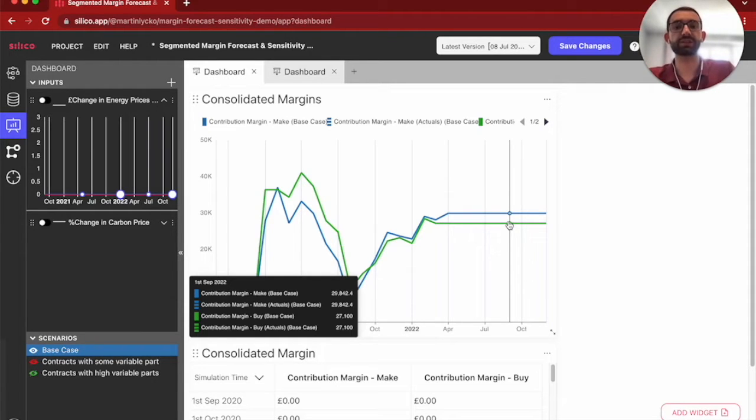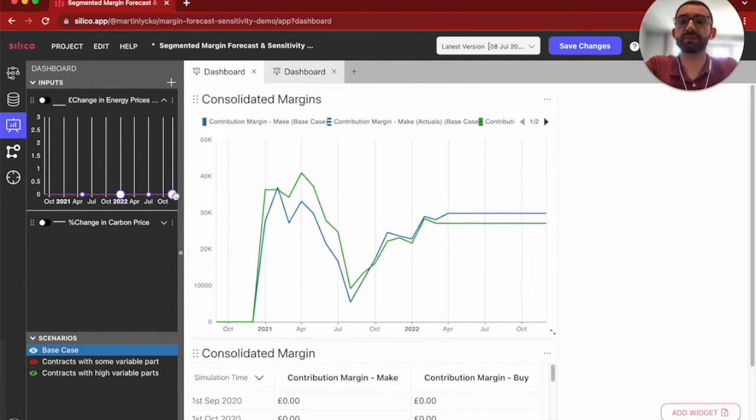And using the chart, we can identify that the blue margin is higher and superior, and we should therefore make materials where we can rather than buying them. And that would generate a roughly 10% increase in margin. But we might want to investigate what are these margins actually going to be under different input conditions, and does our make or buy decision change if those input conditions change.